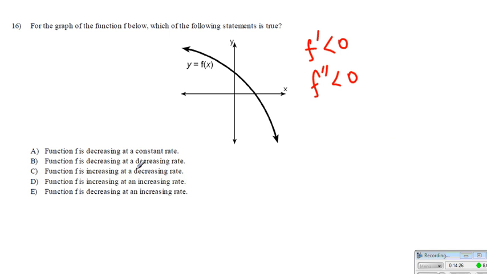Now, let's look into this question. F is decreasing, which is true, and C and D will not be the answer. Now, f is decreasing at what rate? Now, rate here implies the first derivative. But as you can see, the second derivative is also negative. That means it has been a decreasing rate. This decreasing is the derivative of derivative, and decreasing means negative. So therefore, our answer will be choice B.